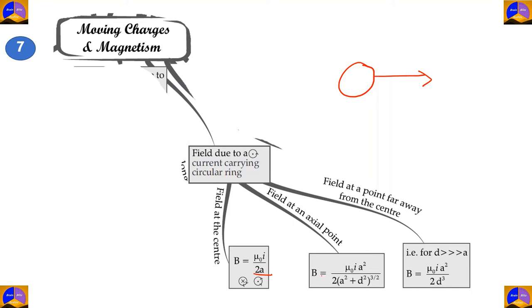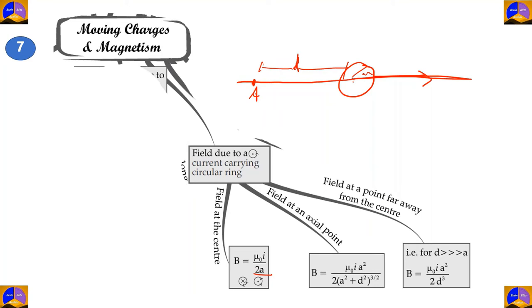When the field is at an axial point, suppose we have an axis passing through the center, and we have to measure the magnetic field at a point, say, which is at some distance d from this ring. Then the magnetic field would be mu naught I a square divided by 2 into (a square plus d square) the whole raised to 3 by 2.